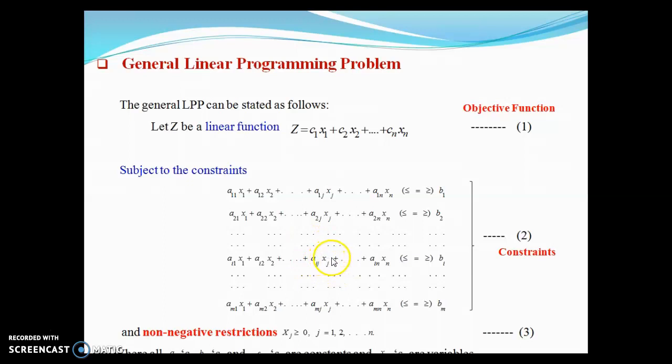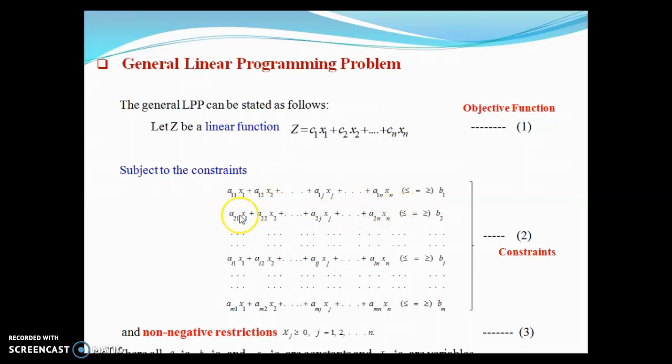xj plus and so on plus ain xn, up to bi. This is again an inequality constraint, and so on, am1 x1 plus am2 x2 plus and so on plus amj xj plus amn xn, an m cross n matrix, up to b1, b2, bi, bm. And here aij xj. So this is the subject to constraint.